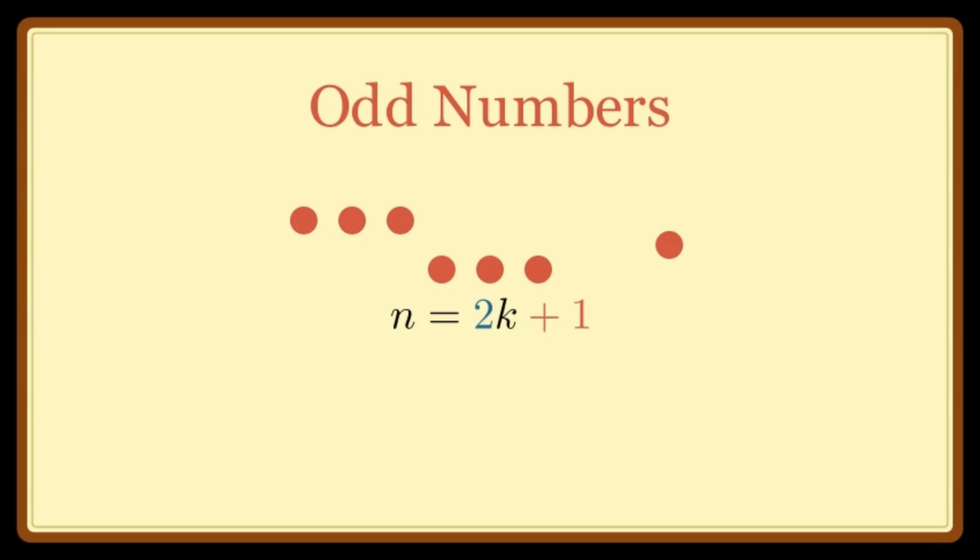Mathematically, we say a number is odd if there exists some integer such that the number equals 2 times that integer, plus 1. It simply means that an odd number is not a multiple of 2. It also means an odd number is always 1 more than an even number, making it impossible to divide perfectly into 2 equal whole parts.